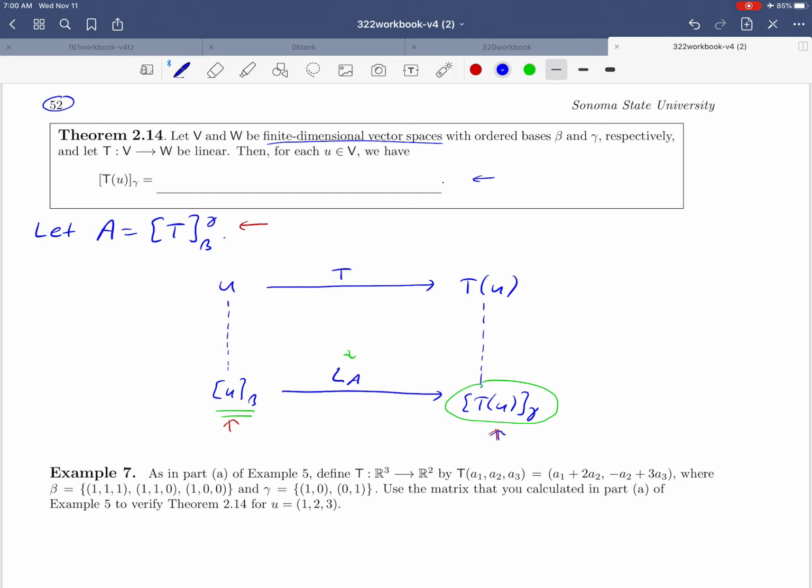Okay, so that tells us what goes in the blank here. We're going to start with U beta, and then we're going to left multiply by A, which is that matrix. Okay, and there's Theorem 2.14.